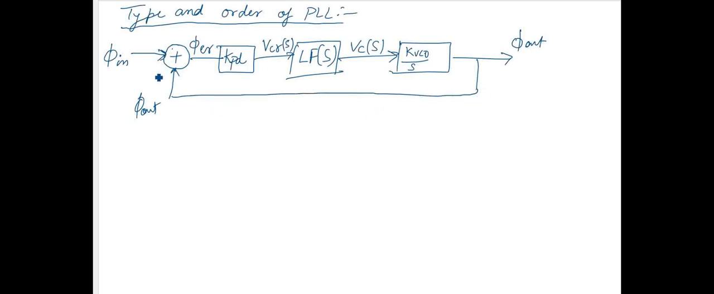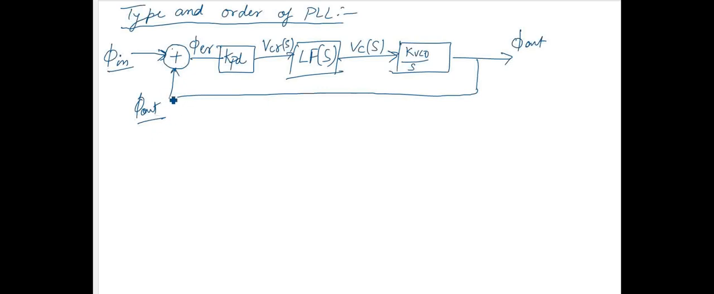See, in PLL, we can't work directly on this phi in, phi out. That's why we need something which can give us the phase error. So that's why we were using the mixer, and by using the mixer, you were getting the phase error. That we saw already.